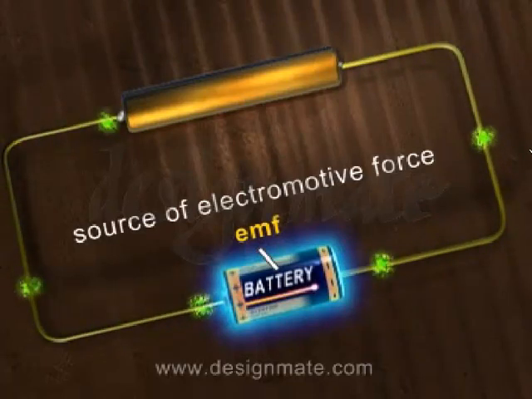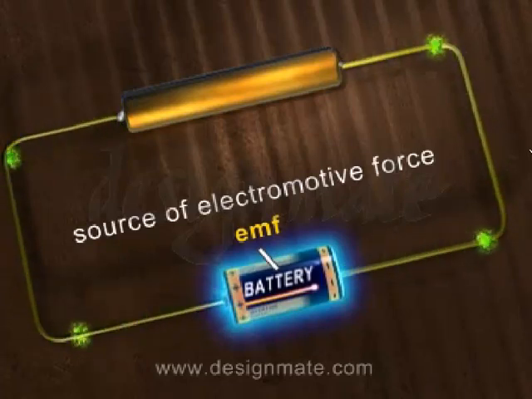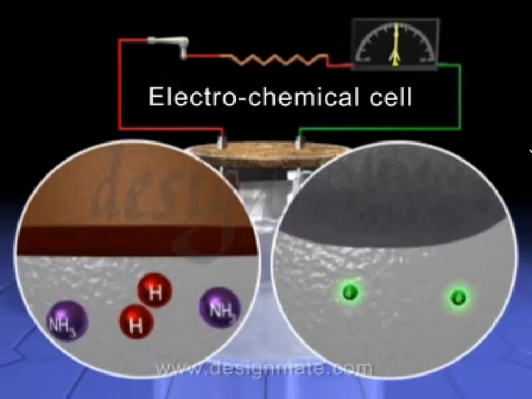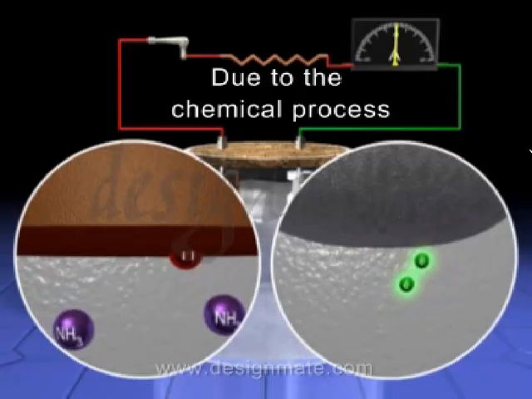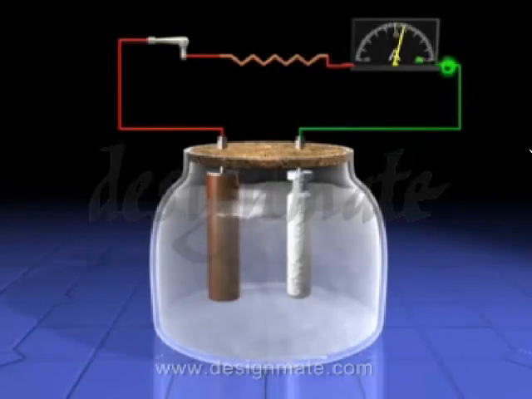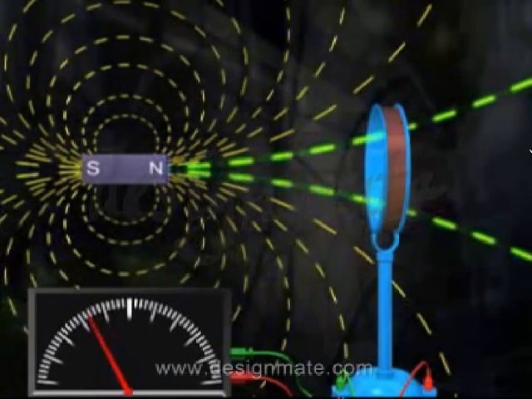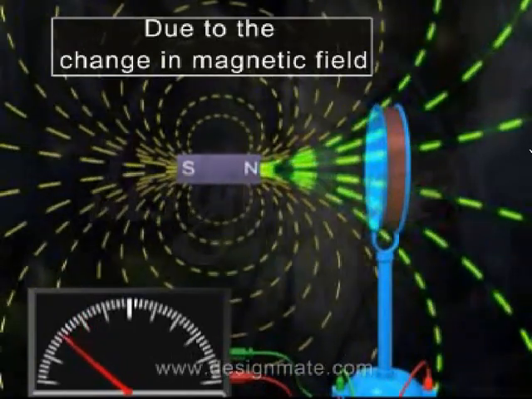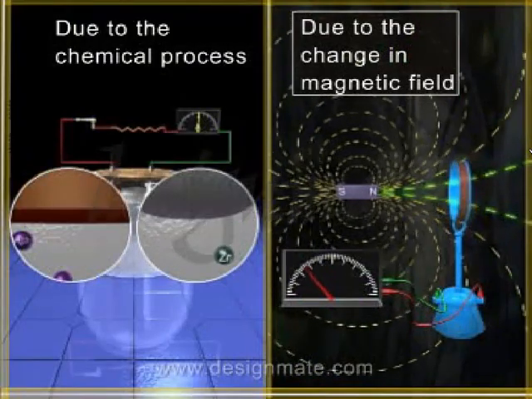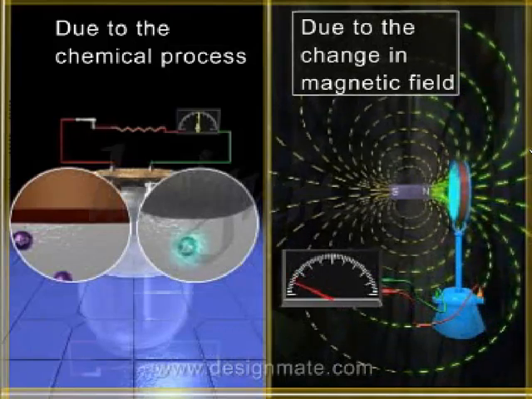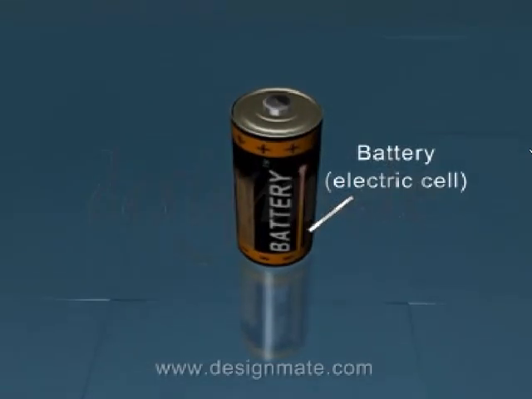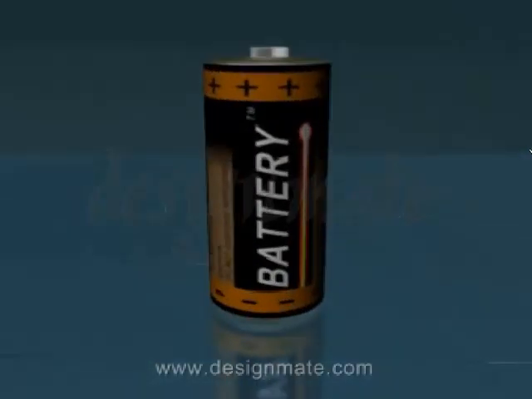There are many ways in which force can be exerted on the charge. For example, the force exerted on the charge in an electric cell due to the chemical processes. The force exerted on the charge due to the changing magnetic field. All the above mentioned examples are sources of EMF. A battery, electric cell, is also a source of EMF.